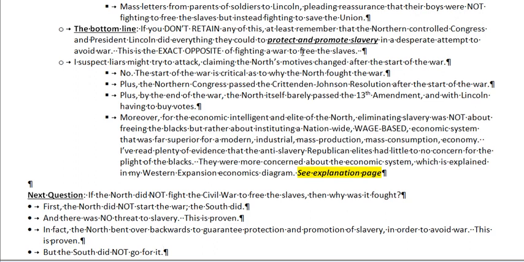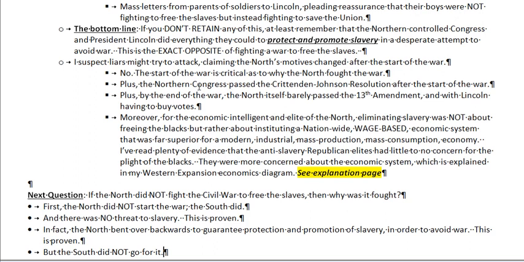Now, I suspect liars may try to attack, claiming the North's motives changed after the start of the war. No, what matters is the start of the war, because that shows what your motive is, why they fought. Plus, the Northern Congress passed the Crittenden-Johnson resolution after the war started, which resolved we're not going to fight this war to free the slaves.